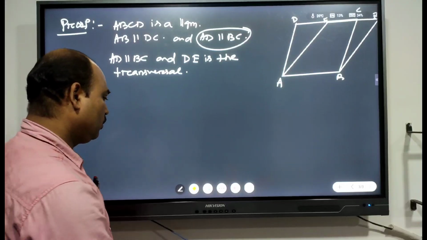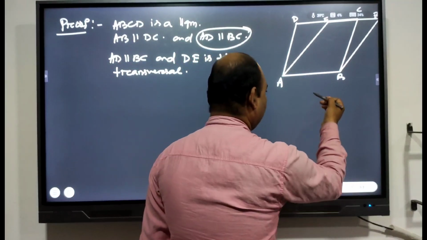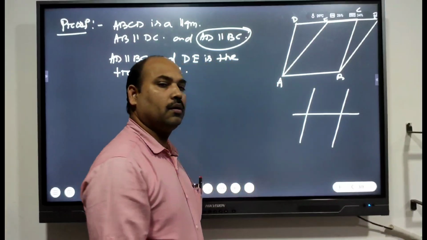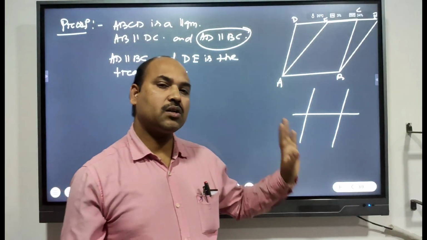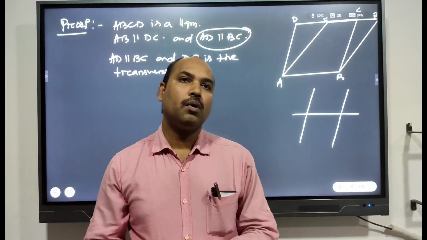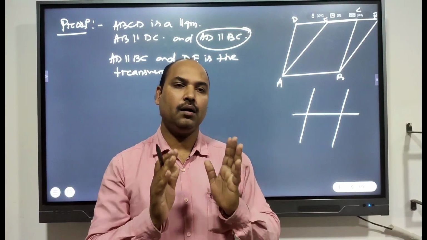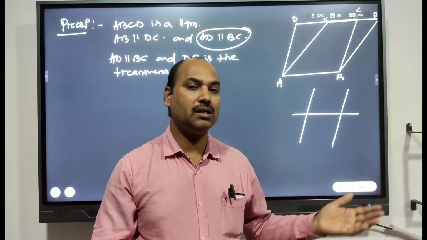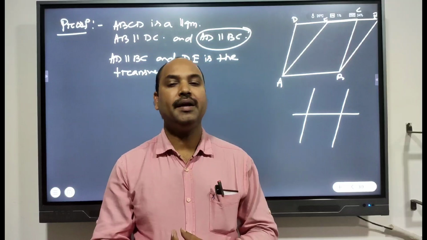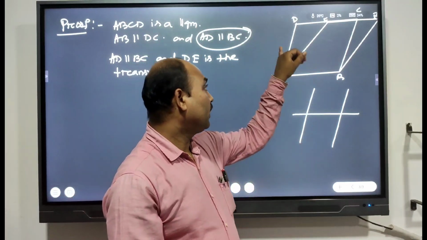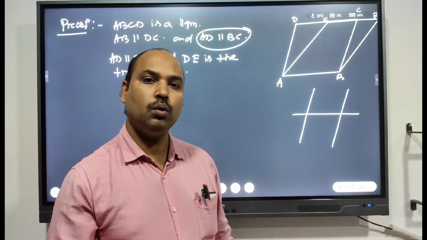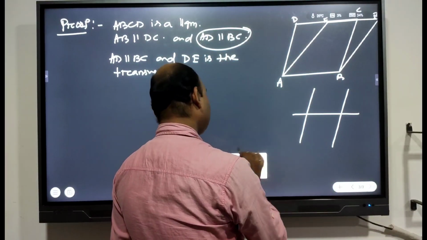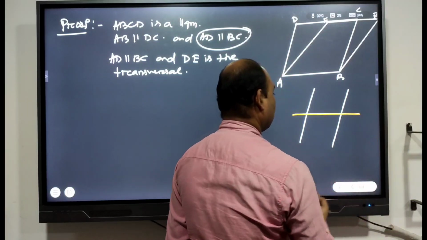DE is the transversal. Which one? For that I am showing another figure I am drawing here. These two lines are there and like that one transversal is there. So what is called a transversal? In previous videos we already discussed it. When a straight line intersects two or more parallel lines, or two or more lines at distinct points, then it is known as a transversal. So here AD and BC are two parallel lines, and this part is the transversal.